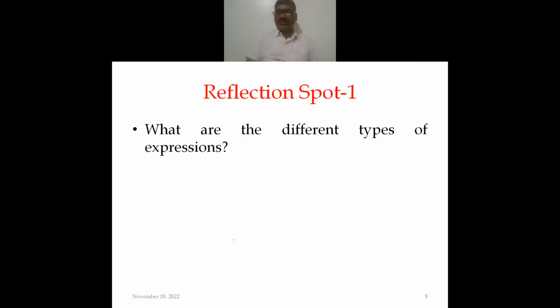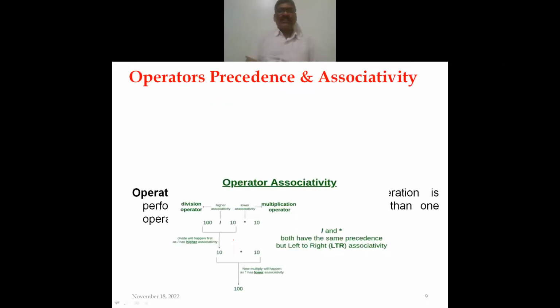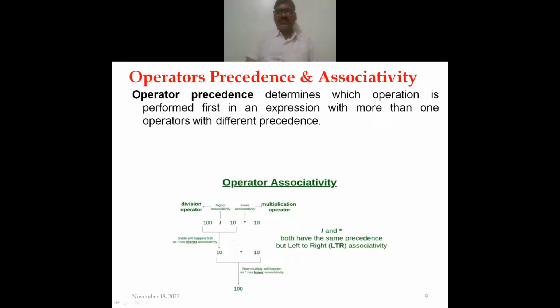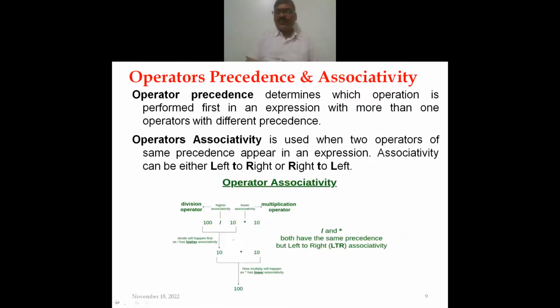What are the different types of expressions? Anyone? Just now we have seen 4 different types of expressions. Fine. So operators, precedence and associativity: precedence always determines which operator has to be performed first in an expression. The associativity is used when two operators have the same priority. Either left to right we have to evaluate or right to left we have to evaluate. That will be decided by the associativity.